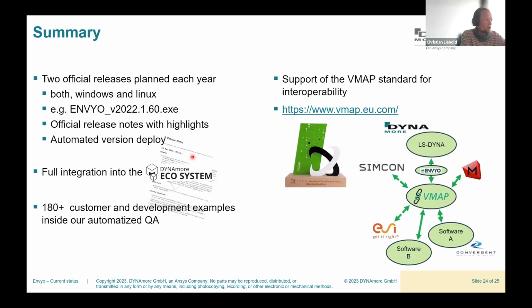We are working on an automated version deploy. You get a package which holds all the libraries you need, and then you should be good to go. As I said, we integrate ENVYO in the DYNAmore ecosystem. Of course, you can license it as a standalone, but you will have the same license for all the DYNAmore tools as well as for ENVYO. So that should ease the process a bit.